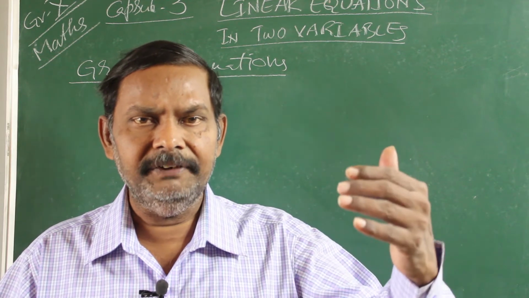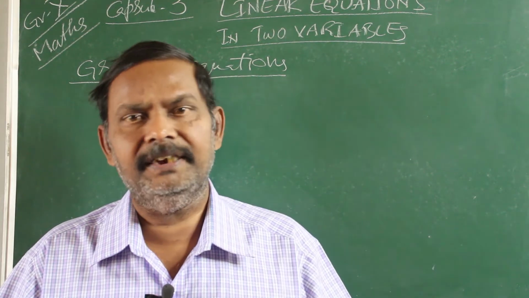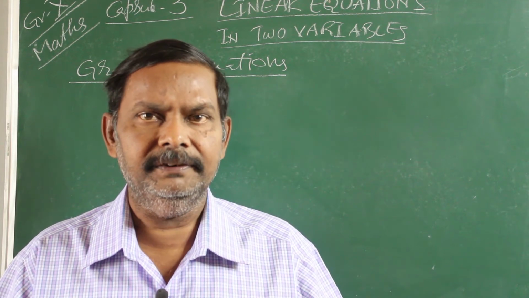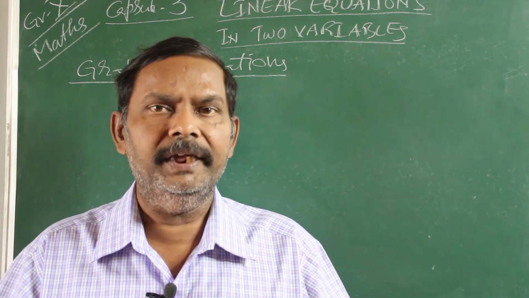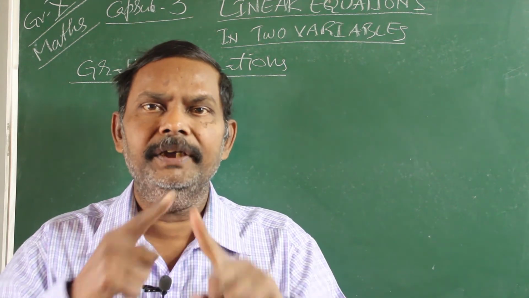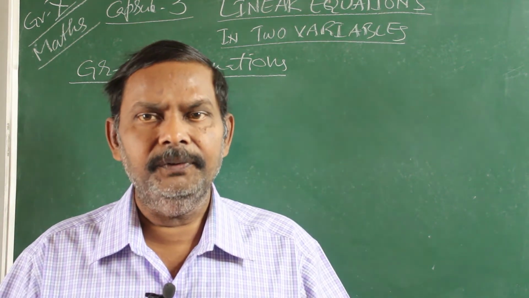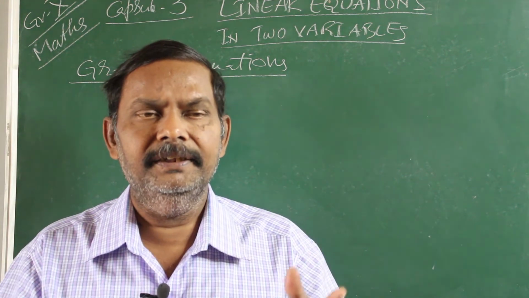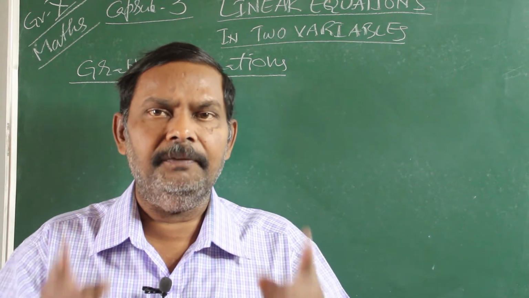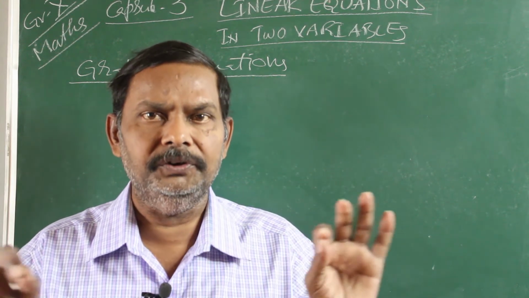It has different results for their solving. For example, if the two lines representing two different linear equations intersect at a point, you can get a unique solution. There is only one solution. If the two lines representing the two linear equations are parallel to each other, the solutions are not possible. There are no solutions.